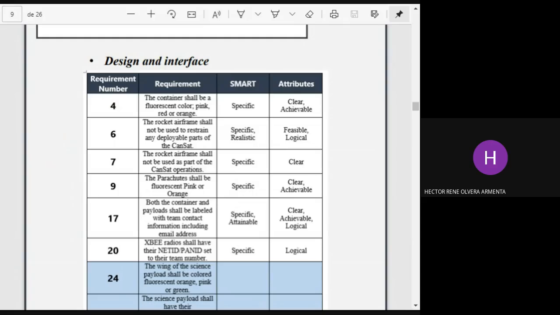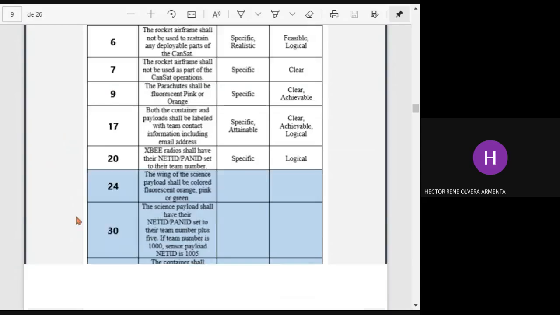One of these requirements is that the container shall be fluorescent color. This is clear and achievable because you only need to paint the container with one of those specific colors: pink, red, or orange. Also, it has to have a parachute with a fluorescent color, but in this case, only pink or orange.